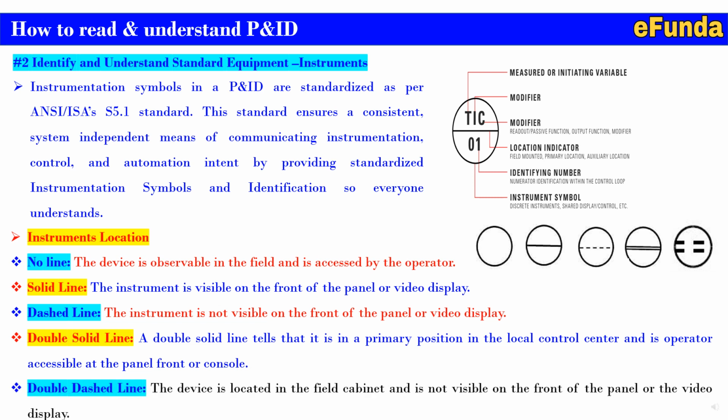The double dashed line, one can refer to the fifth picture, where a double dashed line describes that the instrument is in the secondary position in the local control panel and is not accessible to the operator. The device is located in the field cabinet and is not visible on the front of the panel or the video display unit to the operator.